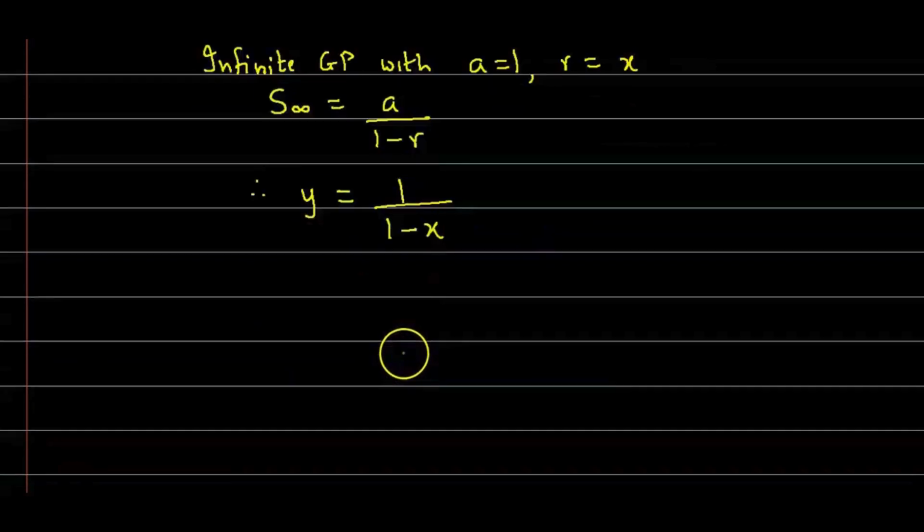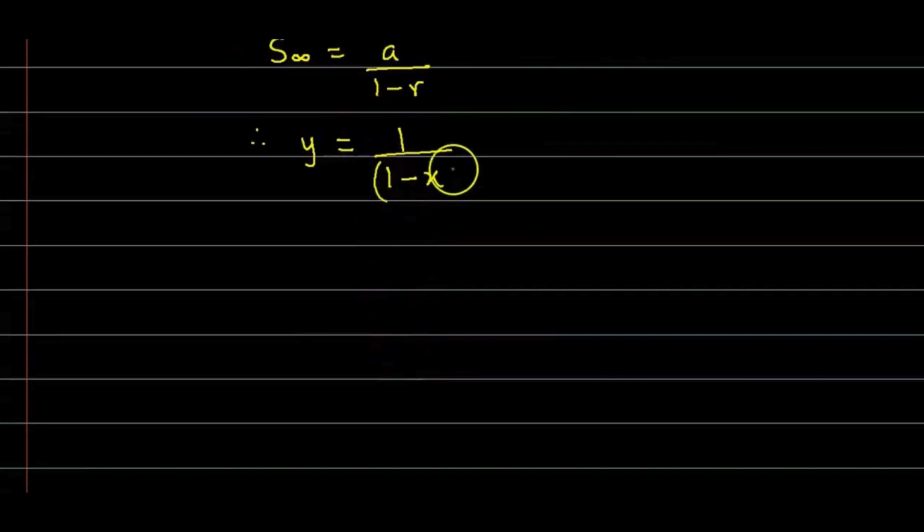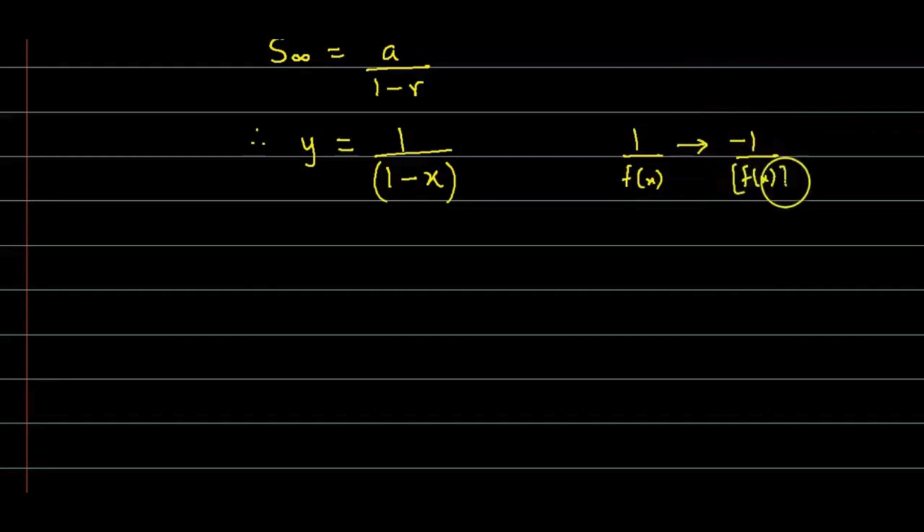Now we take its derivative. Here we will use the chain rule. Now we know that the derivative of 1 upon f of x is minus 1 upon f of x the whole square into the derivative of f of x. So the derivative of 1 by f x is minus 1 by f x whole square into the derivative of f x.